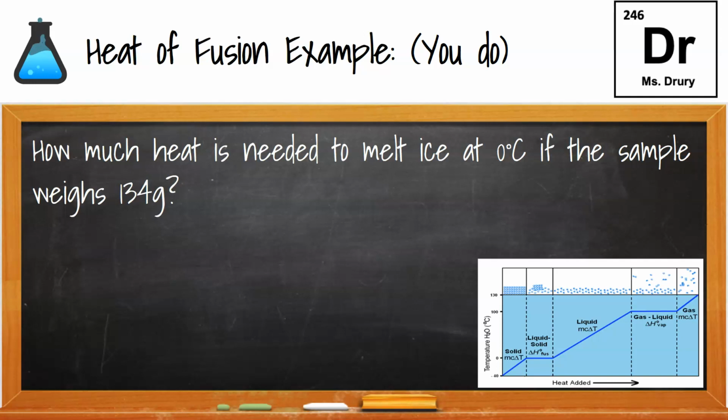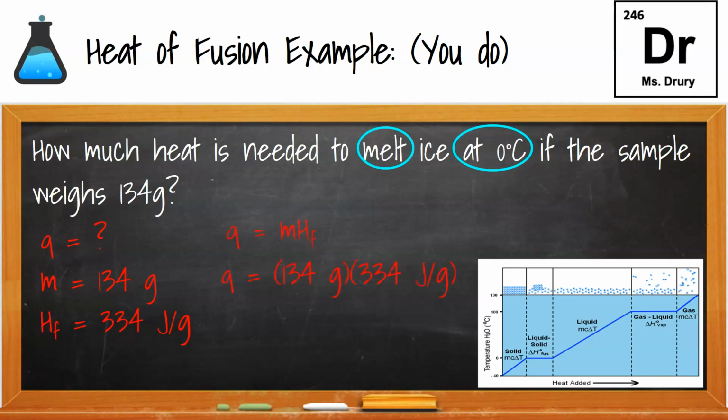How much heat is needed to melt ice at 0 degrees if the sample weighs 134 grams? So take a moment to make sure your setup is correct, and you can check your answer. Again, identifying that it's melting at 0, so you're definitely using the MHF formula, multiplying the mass by how many joules you'll need, noticing your number has too many sig figs, and rounding it to only 3 since 3 were given, so 44,800 joules. Hopefully you got that one.